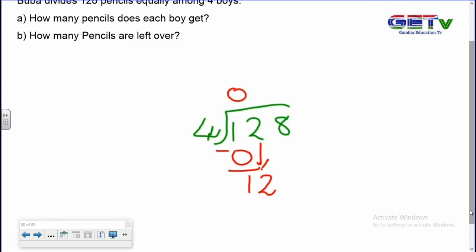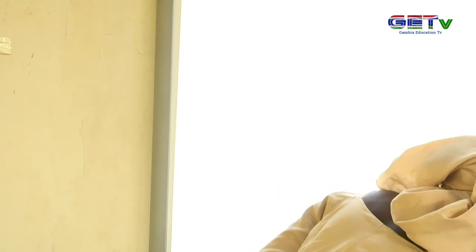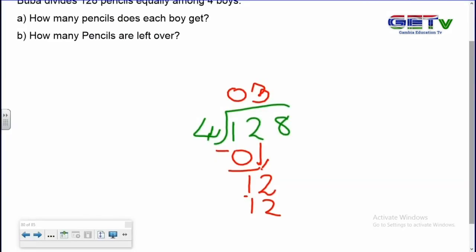12 divided by 4 means how many 4s are in 12? And that is 3. 3 times 4 is 12. And 12 minus 12 is 0.